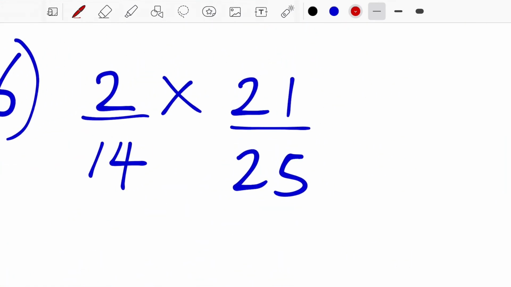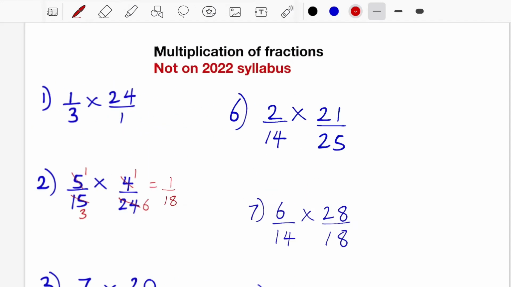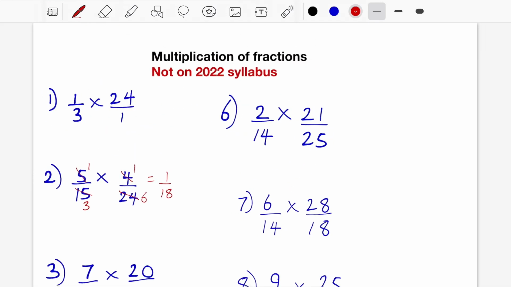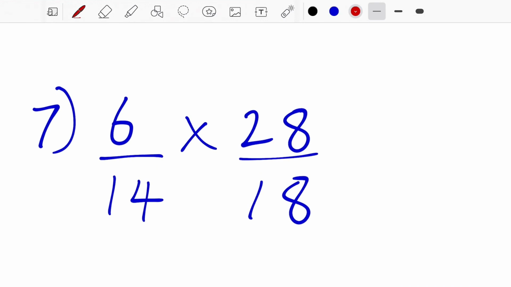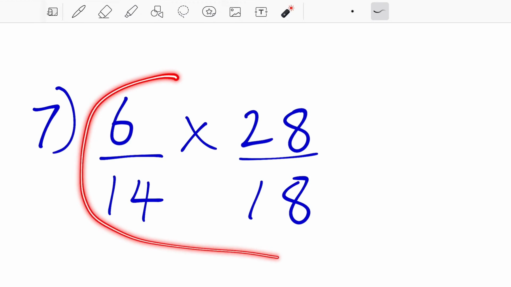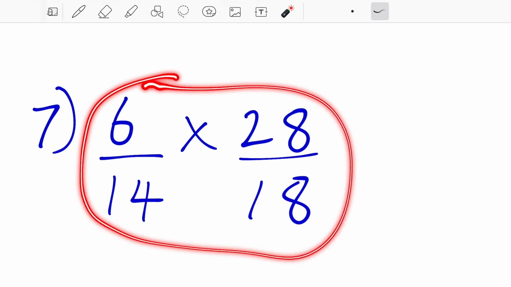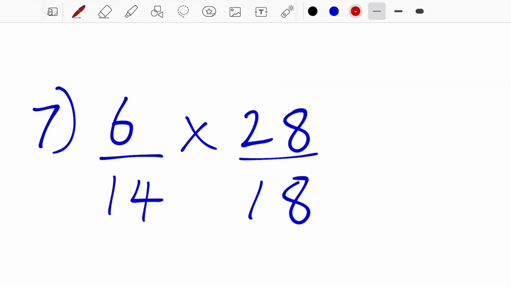Number 6. Actually, let's do number 7. So we can go this way. We can say 6 into 6 and 6 into 18. Or we can say 2 into 6 and 2 into 14. All of these are even numbers, so we have options. So I would prefer to do 6 into 6, so we can get rid of the 6.